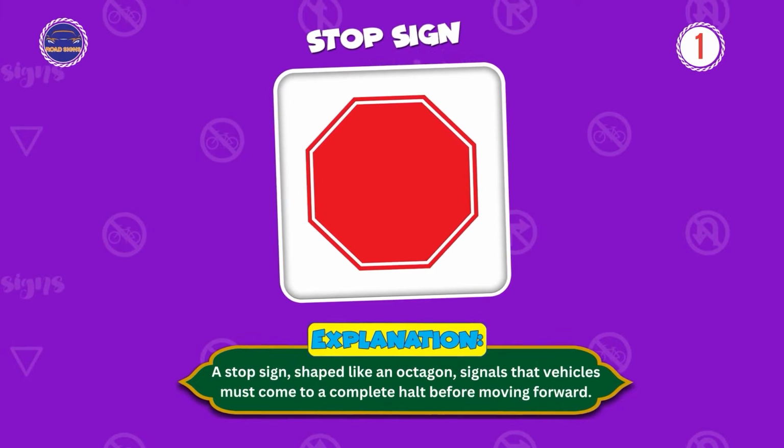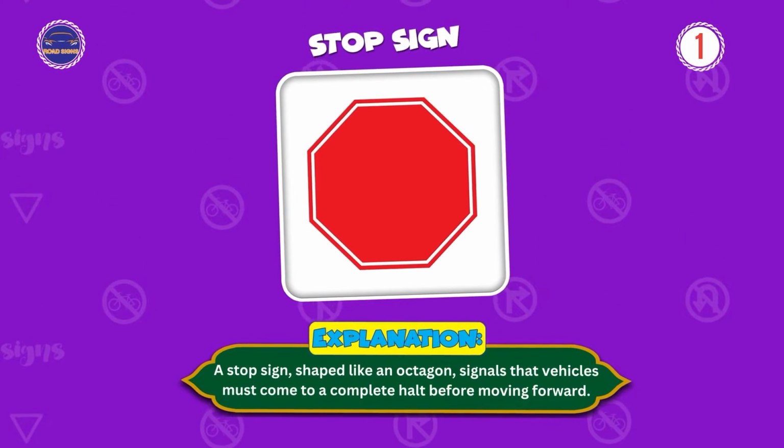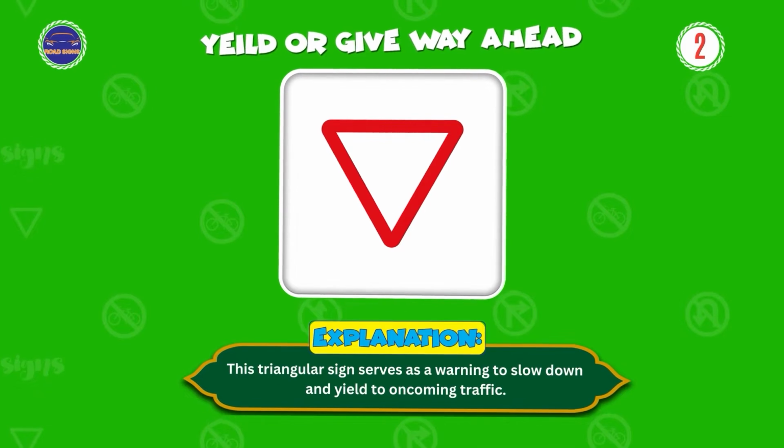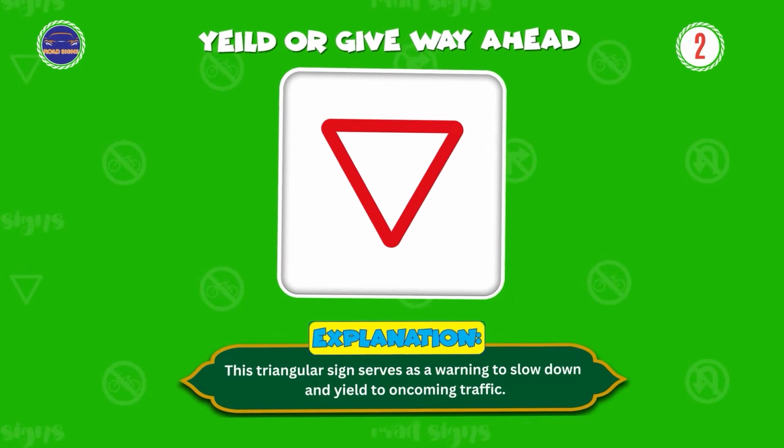Let's get started. This is the stop sign. It means you must come to a complete halt before proceeding. This is the yield or give way ahead sign. It warns drivers to slow down and yield to oncoming traffic.